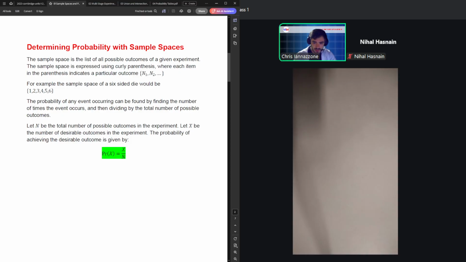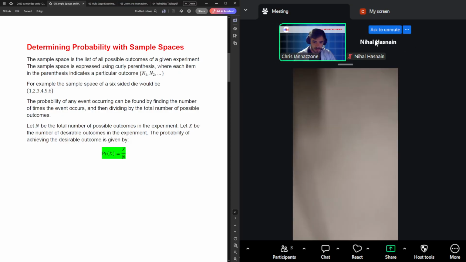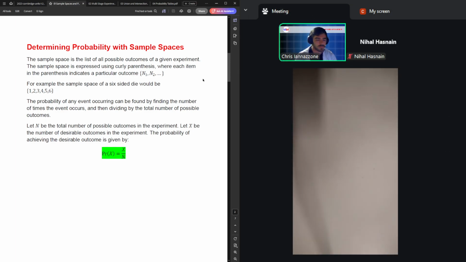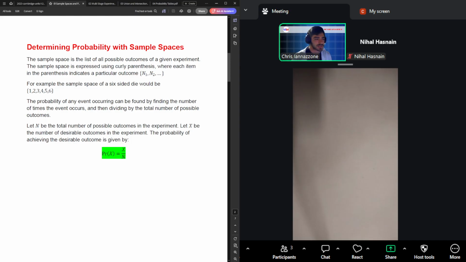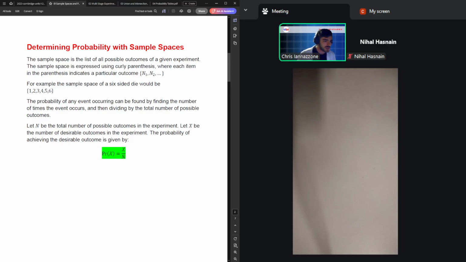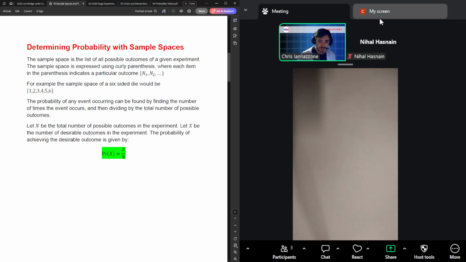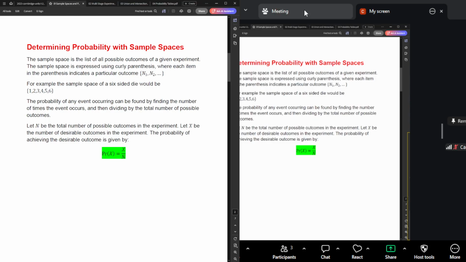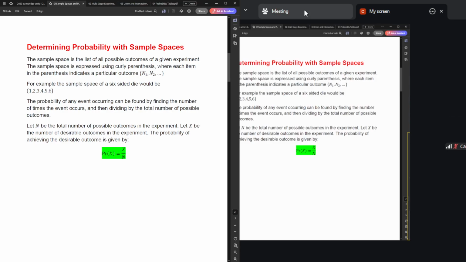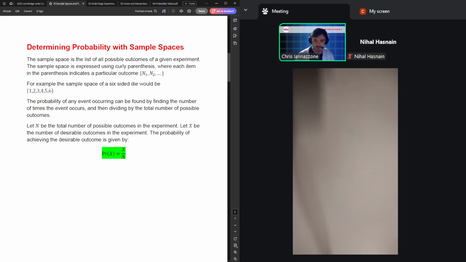So let me get the screen share up for that. Cool, okay, there we go, that'll be better. Yep, so sample spaces, what are we talking about here? We are talking about simply the possible outcomes of a given scenario. So in the example that I'm giving here in our notes, it's the sample space of a six-sided die. So you've got the numbers 1 through 6.